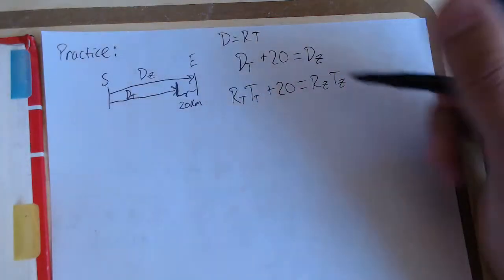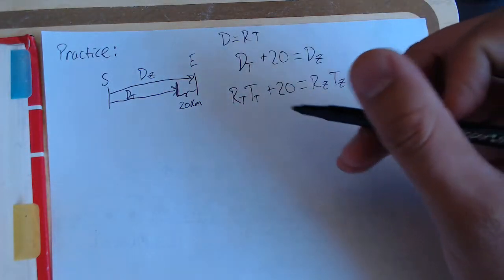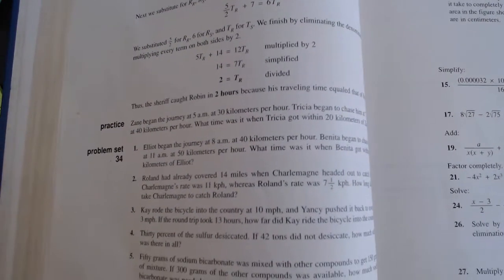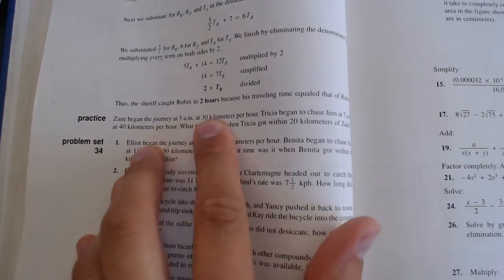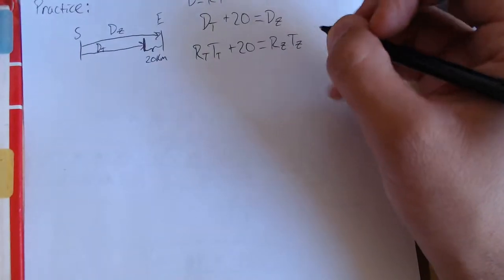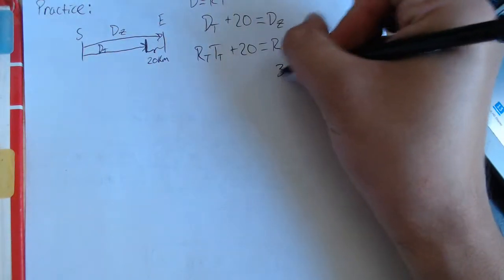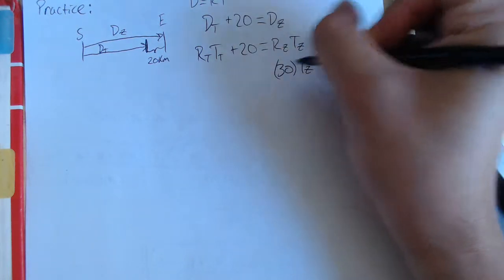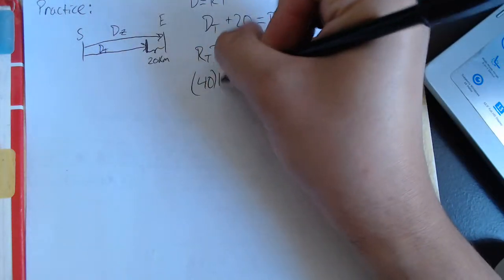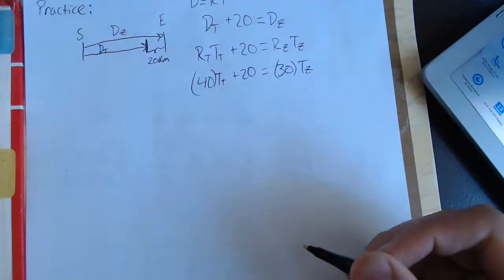Okay, so we've got our distance equation. So now we've got our equation in terms of rate and time. So now we're going to go back to the problem and see what we can fill in here. Now they tell us that Zane's traveling at 30 kilometers per hour, and Trisha is traveling at 40. So rate of Zane is just going to be 30. So we're going to put 30 instead of that. And the rate of Trisha is going to be 40. From here, we have to figure out something with our times.